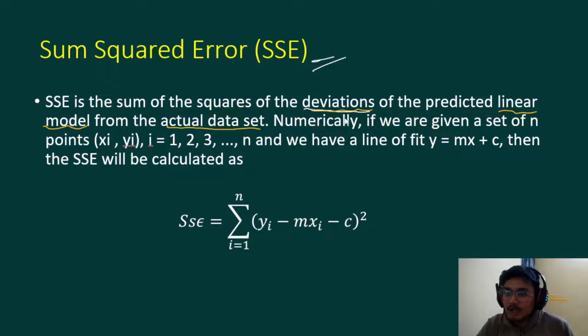Numerically, if we are given a set of n points xi, yi, where i is 1, 2, 3, up to n, and we have a fitted line y equals mx plus c, so we have a given line and a set of points, then the SSE will be calculated using this formula.